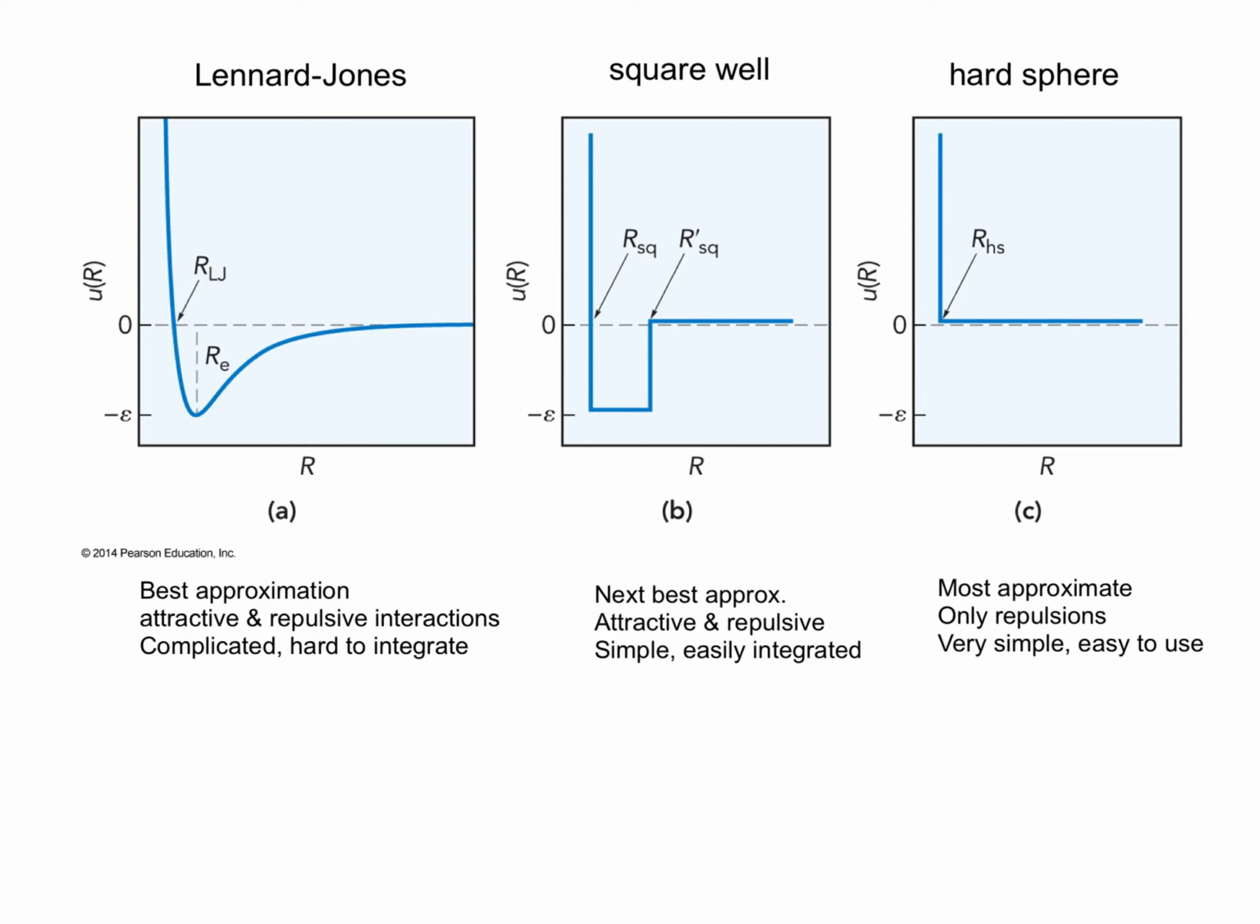However, if you're trying to model a system where attractive interactions are important, the hard sphere model will not be a good choice. An example of a system which might be appropriately modeled using the hard sphere potential would be a gas where the attractive interactions are negligible.